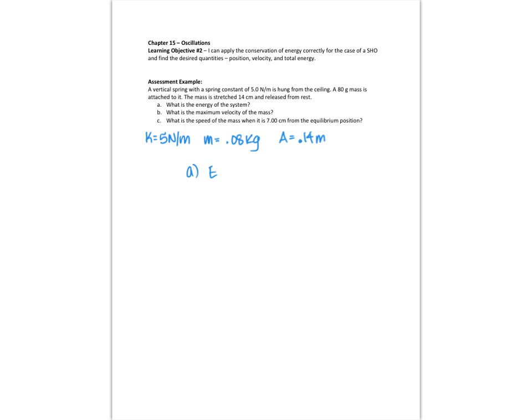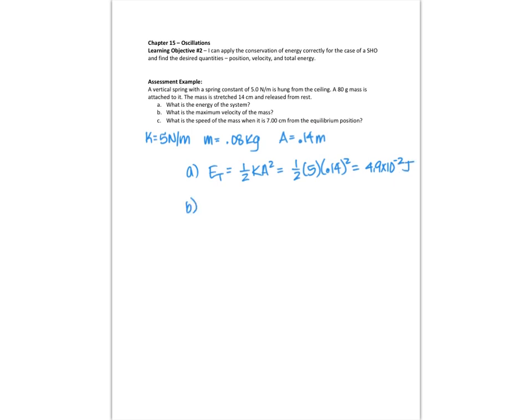So we know that the total energy can be expressed as the energy stored in potential energy when it's at its maximum amplitude. So this would be 1/2 times the k, which is 5, times 0.14 squared. That's the amplitude, the 14 centimeters. And this is 4.9 times 10 to the minus 2 joules.